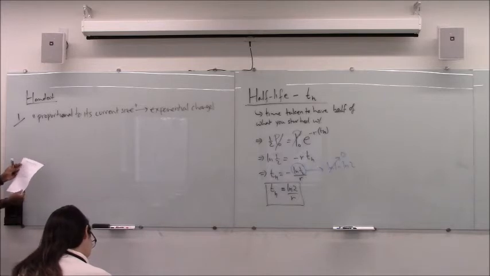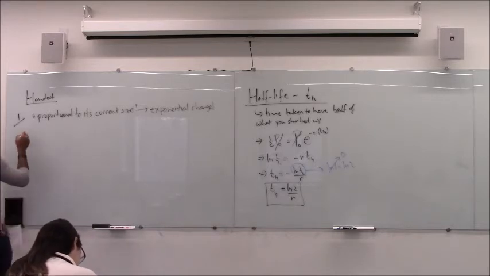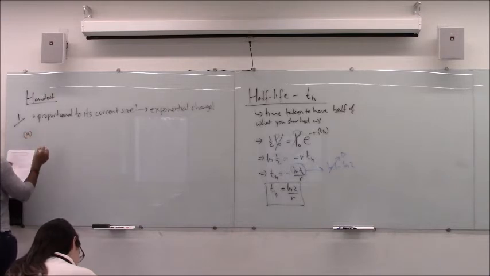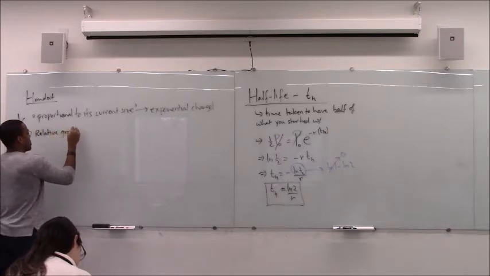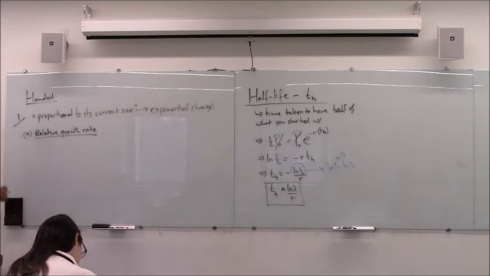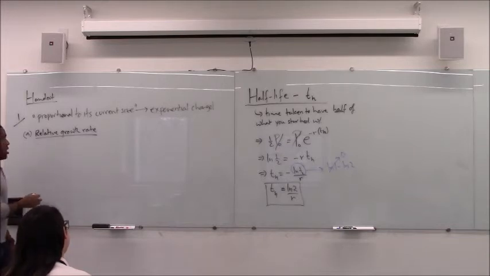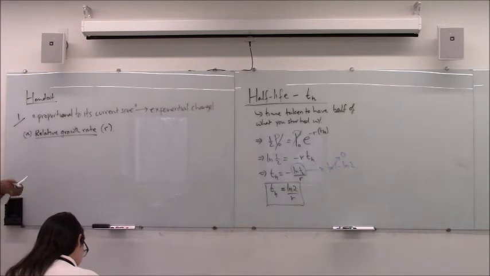Okay, so now that you realize that, let's go to part A. What is the relative growth rate of the population? What is relative growth rate asking about? What are they asking us to find? R, so I need to find little r. Given this information, how would you go about finding little r?